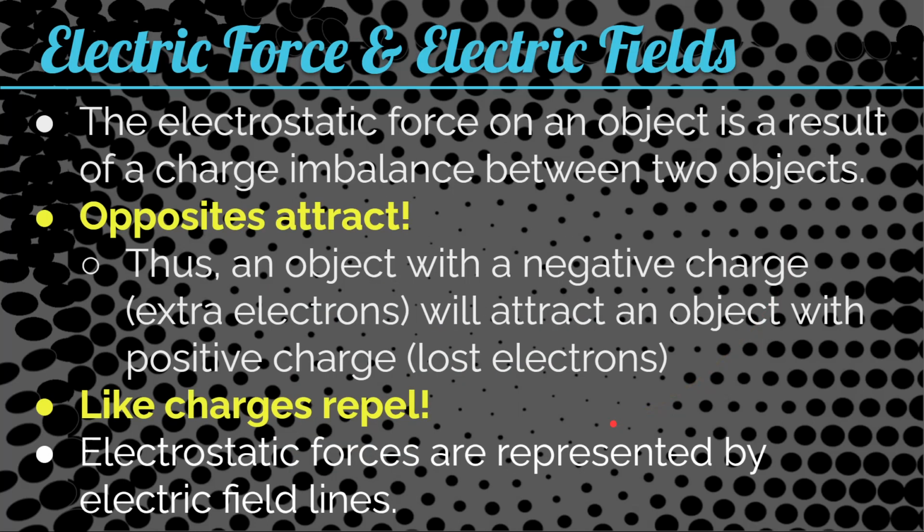Which one's stronger? Electrostatic, yeah. The electrostatic force on an object is a result of charge imbalance between two objects. Again, remember opposites attract, like repels. That's the same rule that we just looked at with magnets as well. Opposite poles attract, like poles repel. Here it's opposite charges attract, like charges repel. And again, we can represent these electrostatic forces by electric field lines.